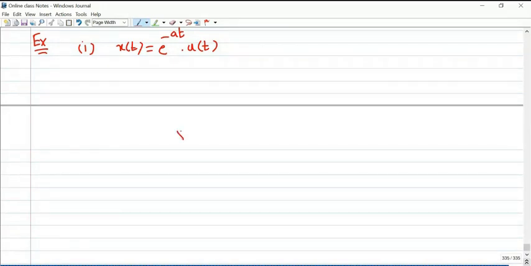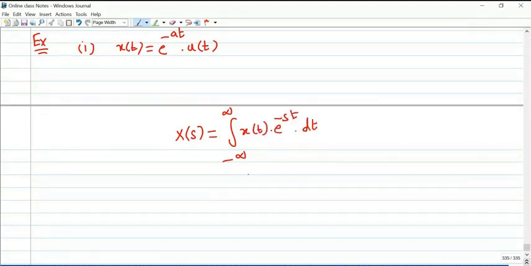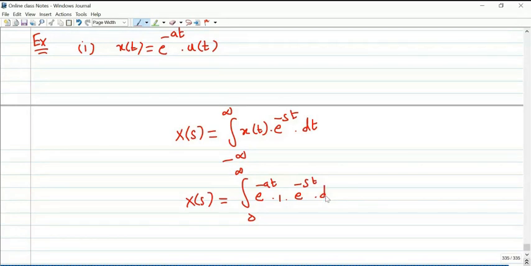The formula for Laplace transform: x of s equals integration from minus infinity to infinity of x of t e power minus st dt. It's the formula. So for e power minus at u of t, the integration limit now changes from 0 to infinity, because the u of t signal exists only in the 0 to infinity interval. So x of t is e power minus at, u of t value is 1, and e power minus st dt. Solve it from 0 to infinity.